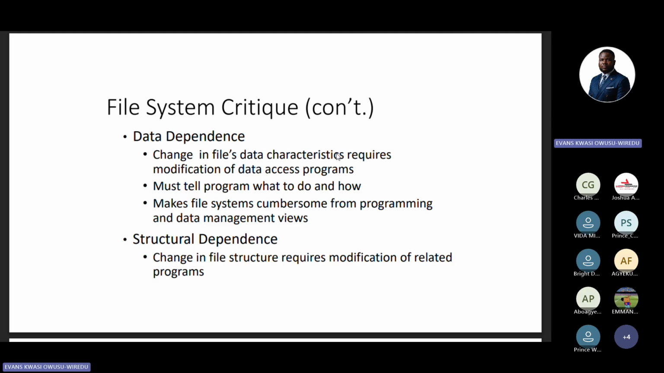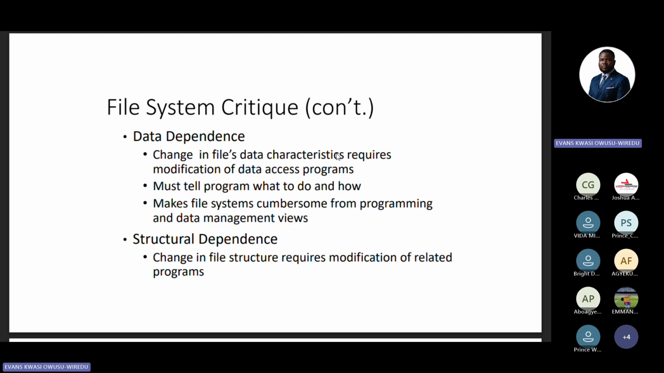You will do a lot of work. All right. You must tell the program what to do and how to do it all the time. The programmers are at work because they need to. It's almost as if they are the only ones who can handle the system. And such systems too, they don't have easy interfaces, right? That makes file systems cumbersome from programming and data management views.